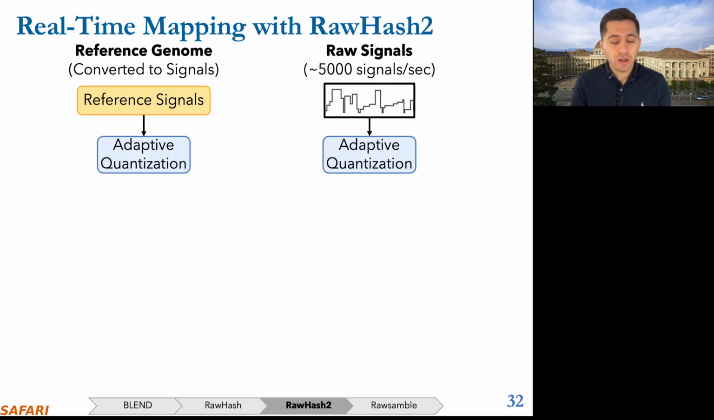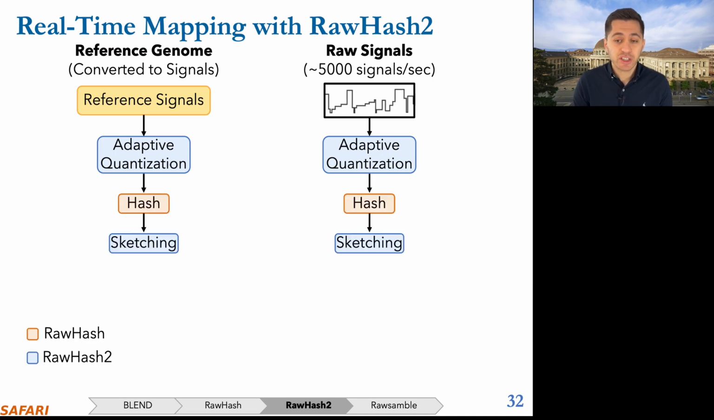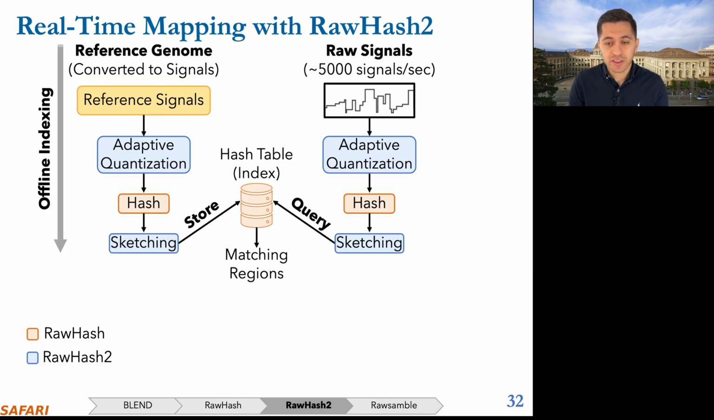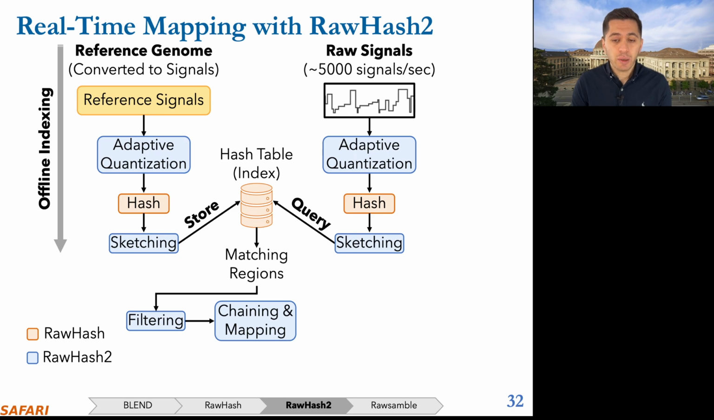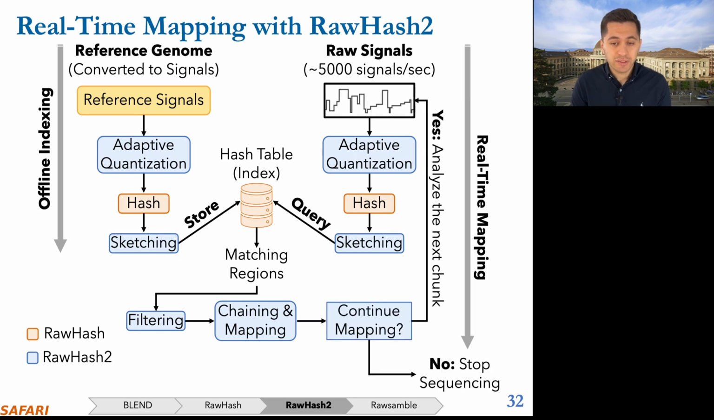We modify the earlier RawHash pipeline by integrating adaptive quantization, followed by the same hashing technique from RawHash and the new sketching step. We use the hash values after sketching to construct the index and query the index as before. Matching regions we receive after querying are filtered with a frequency filter, followed by a more sensitive chaining mechanism, and we decide on the mapping based on a weighted mapping strategy.